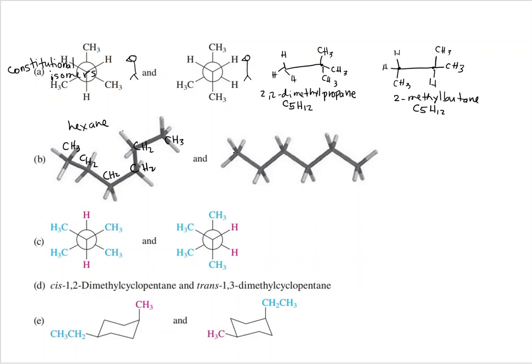What about the one on the right? CH3, CH3, CH2, CH2, CH2, CH2, CH2, CH3. That is C6H14. This is C6H14. Likewise, this is C6H14. And this is also hexane.